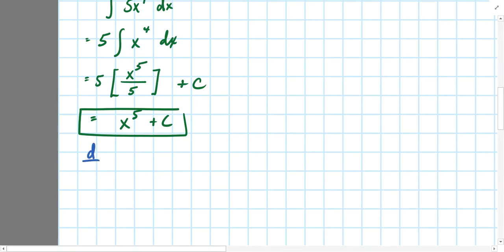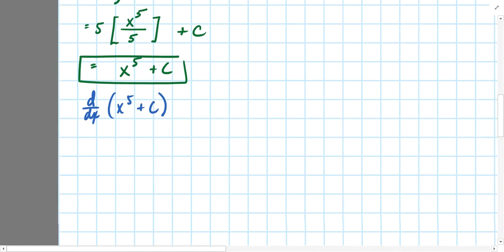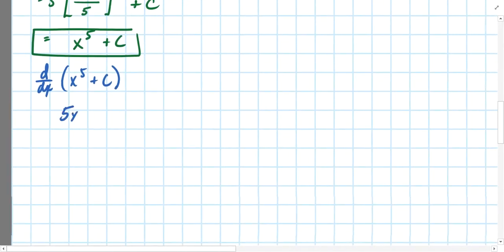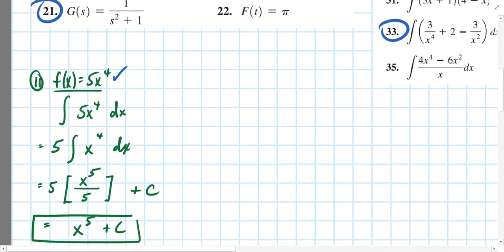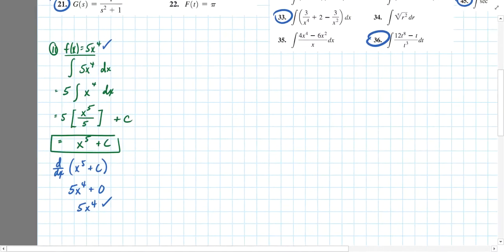To check this, we would take the derivative of x to the 5th power with respect to x, and we'll say x to the 5th power plus c, of course. And the derivative of this power rule, of course, would be 5 times x to the 4th power. The derivative of c is 0, and so here again we see 5x to the 4th power, which is exactly what we started with back here. And so that series of work would be a good way to illustrate a complete result for problem 11.